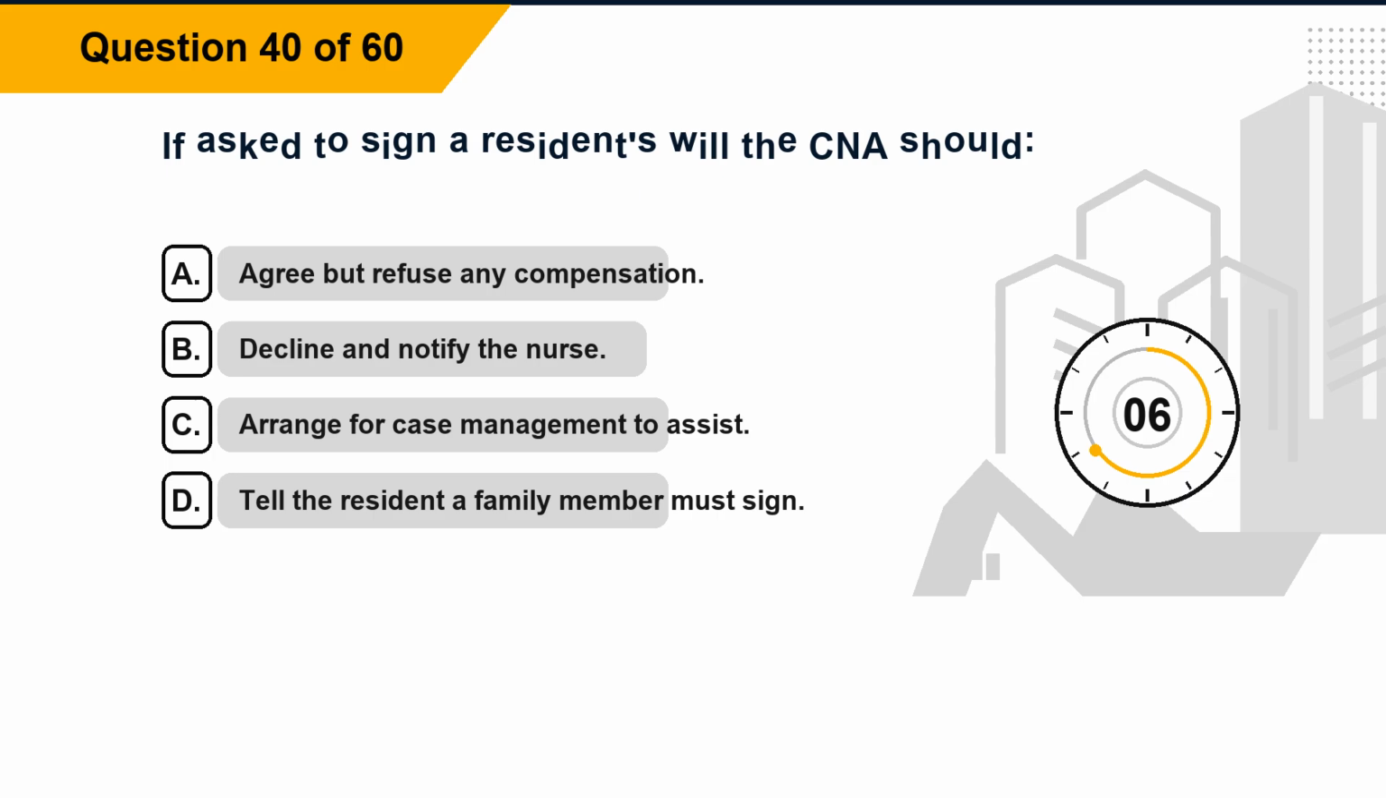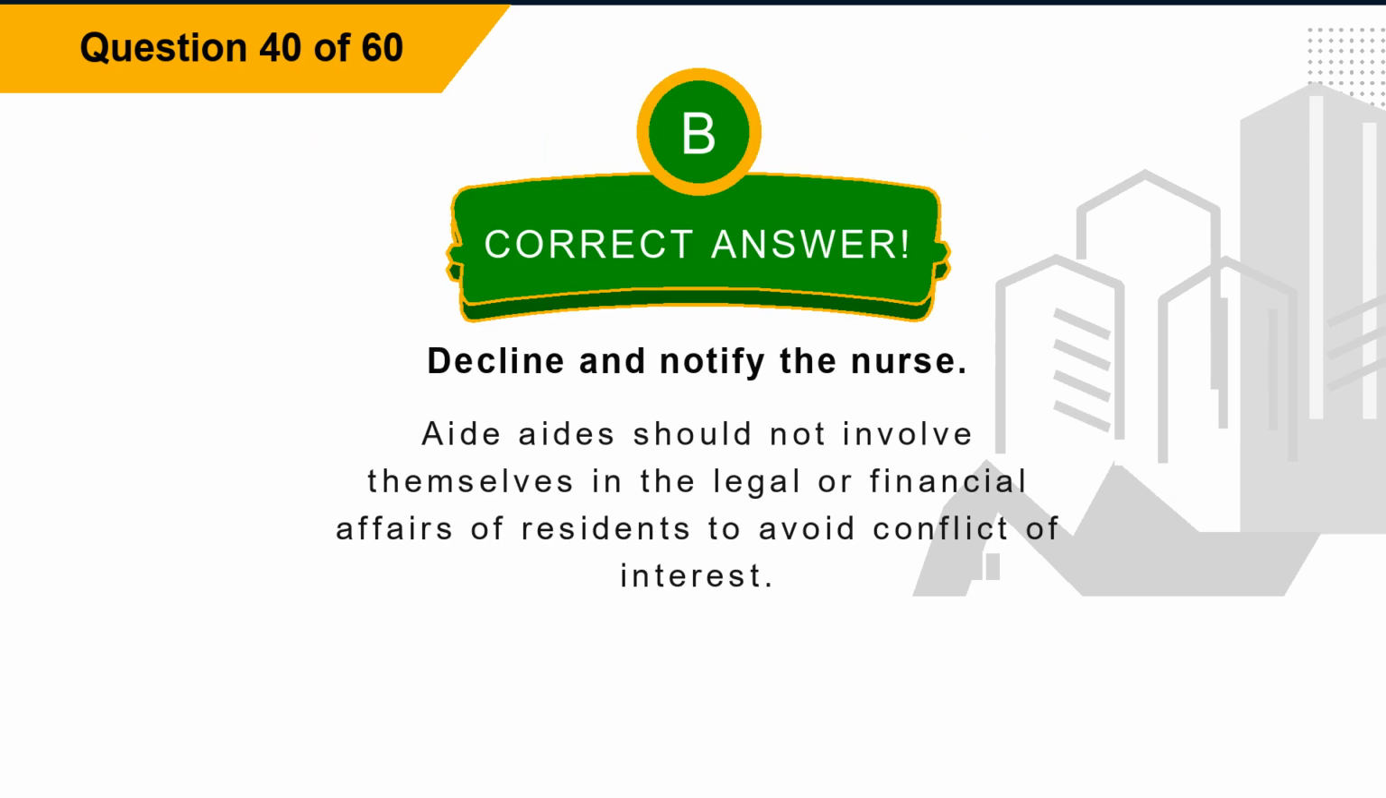Option C, arrange for case management to assist. Option D, tell the resident a family member must sign. The correct answer is option B, decline and notify the nurse. Explanation: aides should not involve themselves in the legal or financial affairs of residents to avoid conflict of interest.